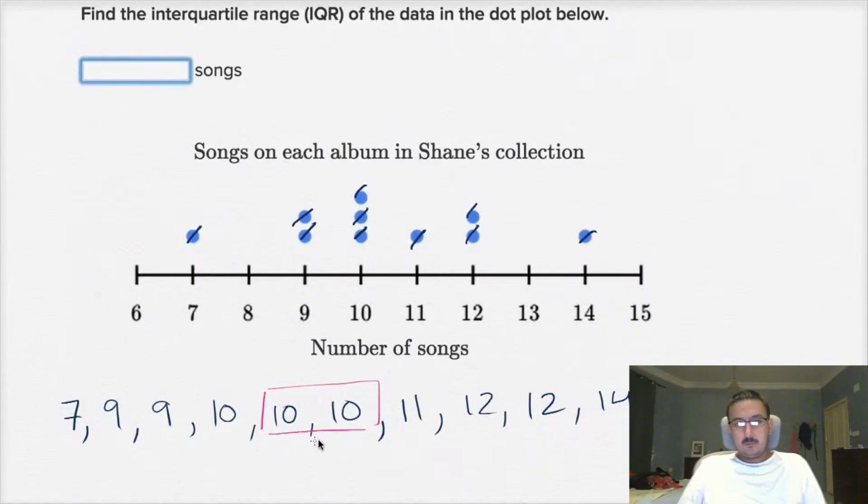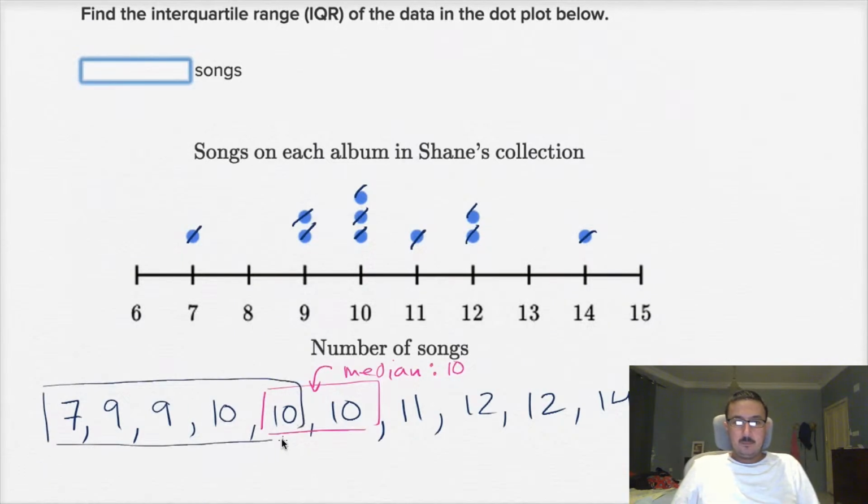And so since I'm calculating the median using 2 numbers, it's going to be halfway between them. It's going to be the average of these 2 numbers. Well, the average of 10 and 10 is just going to be 10. So the median is going to be 10. And in a case like this, where I calculated the median using the middle 2 numbers, I can now include this left 10 in the first half, and I can include this right 10 in the second half. So the first half is going to be those 5 numbers, and the second half is going to be these 5 numbers.